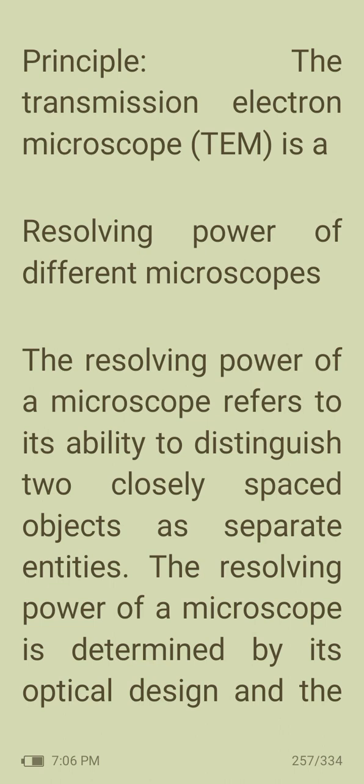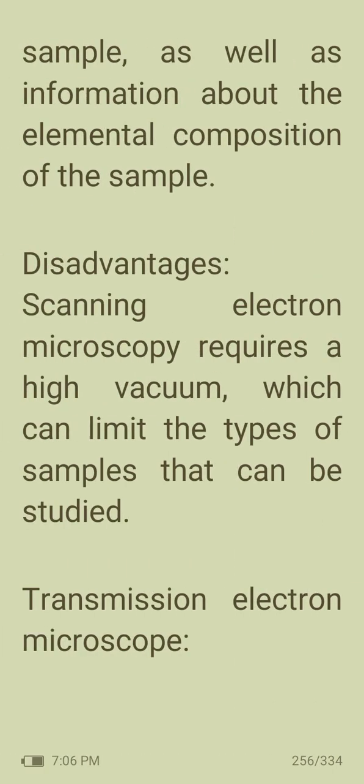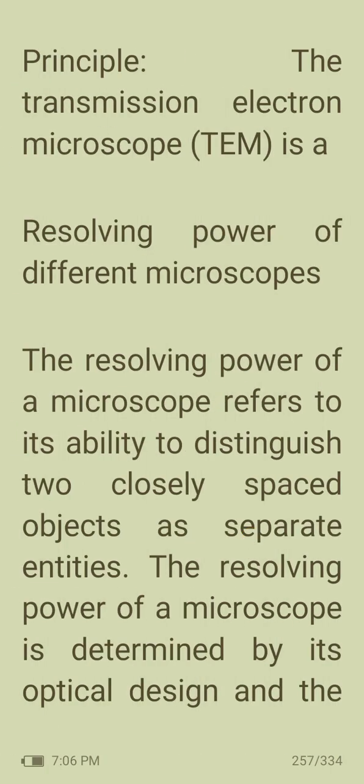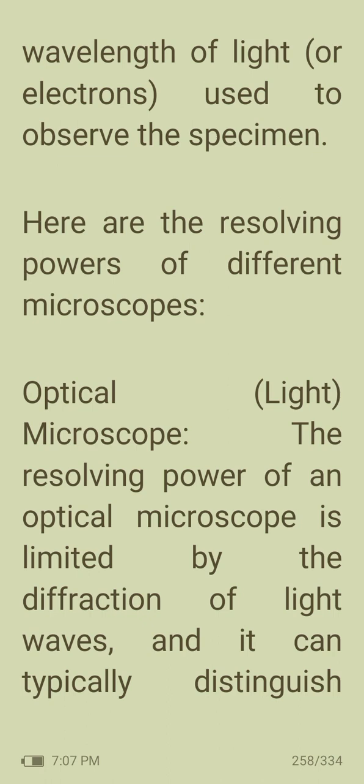The transmission electron microscope will be dealt with later. Next is the resolving power of different microscopes. The resolving power of a microscope refers to its ability to distinguish two closely spaced objects as separate entities. The resolving power of a microscope is determined by its optical design and the wavelength of light or electrons used to observe the specimen.